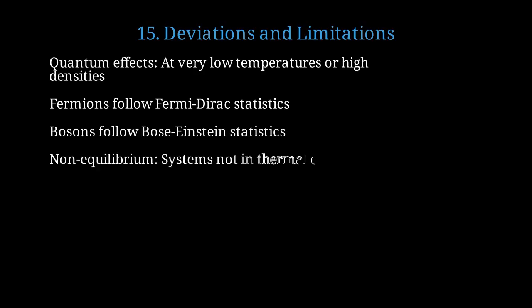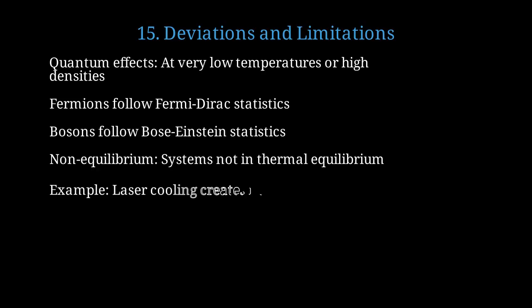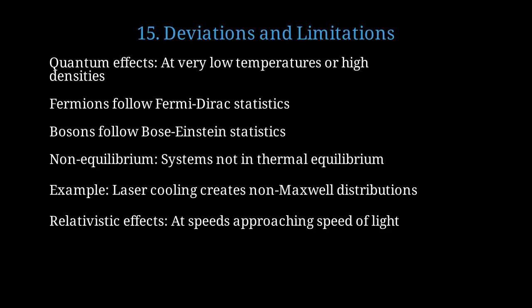The Maxwell distribution only applies to systems in thermal equilibrium. Far from equilibrium, velocity distributions can be quite different. In laser cooling of atoms, for example, the velocity distribution becomes much narrower than a Maxwell distribution, enabling temperatures near absolute zero. At very high temperatures, where molecular speeds approach the speed of light, relativistic corrections modify the distribution.